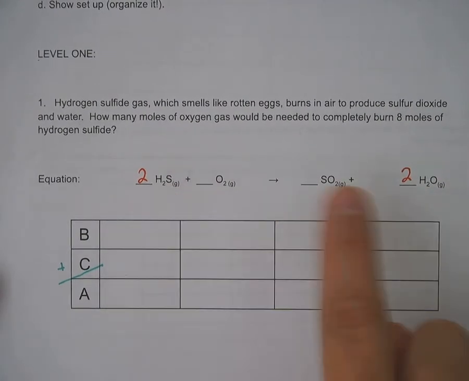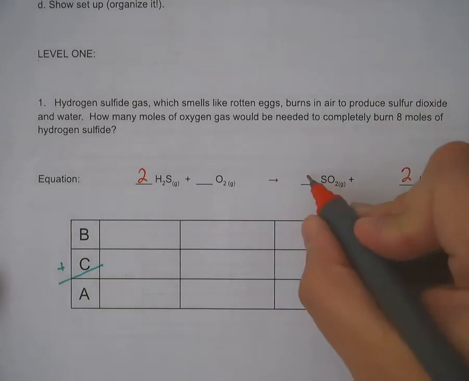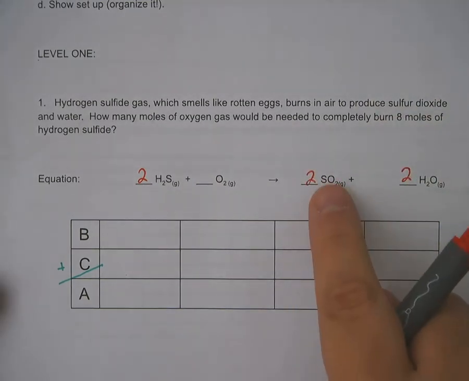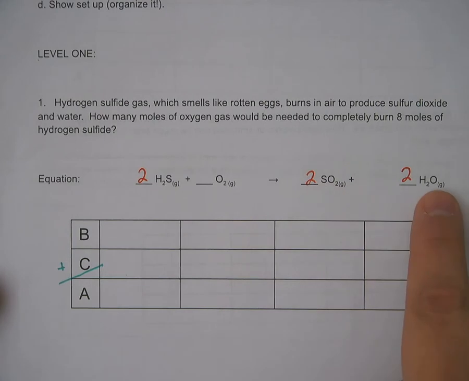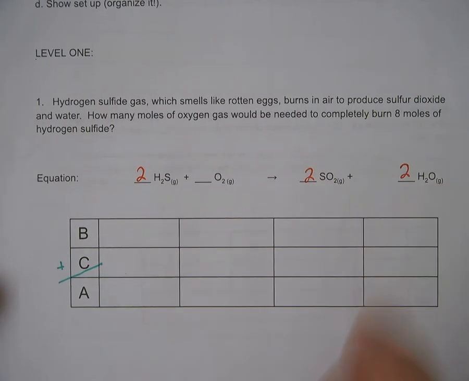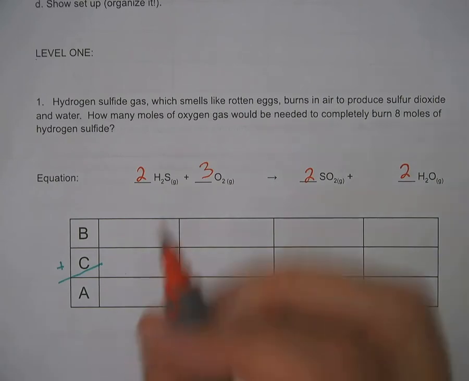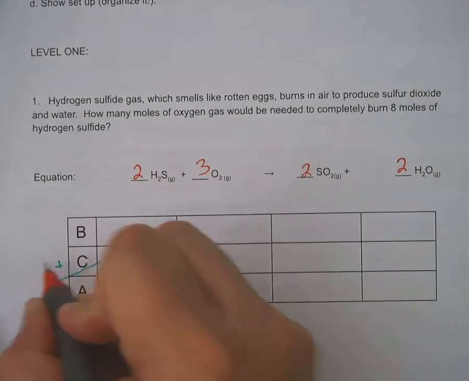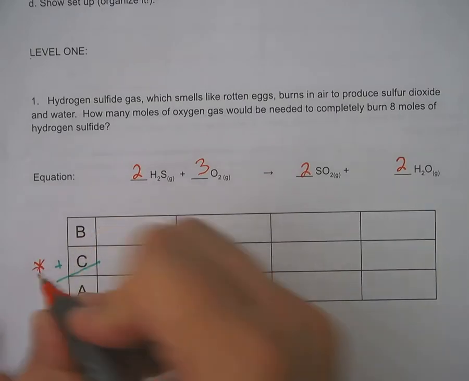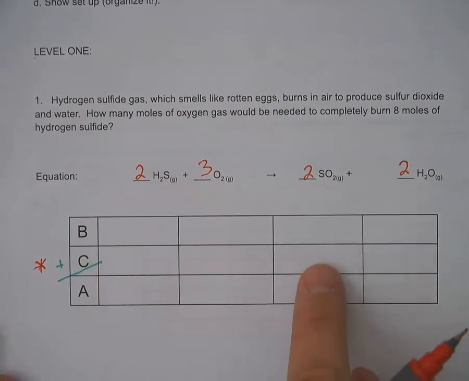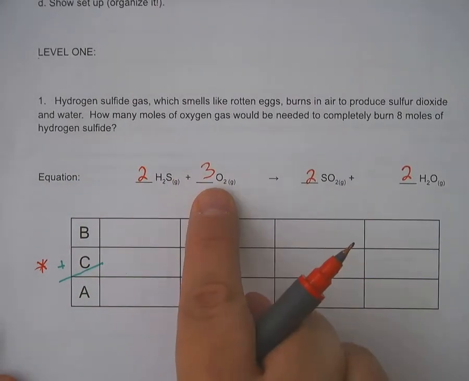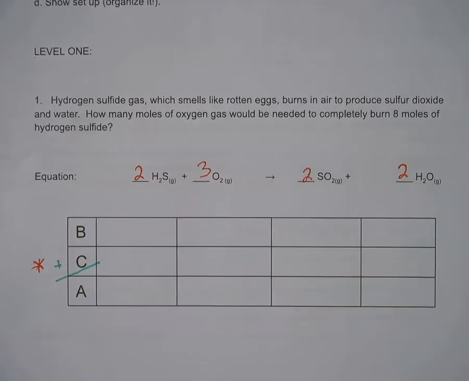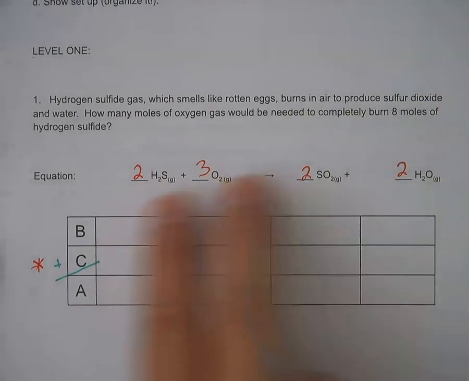This gives me 2 sulfurs, but I don't have 2 sulfurs on this side, so I'll put a 2 here. And I believe now this is 4 oxygens plus 2 more oxygens, which is 6, so I'm going to need 3 oxygens over here. The reason we balance the equation is that the coefficients, which I'm doing in red, I'm going to put a star on the change column, because the changes are going to have to be in a 2 to 3 to 2 to 2 ratio for this equation. This recipe, so to speak, is showing us what you start with and what you end with.